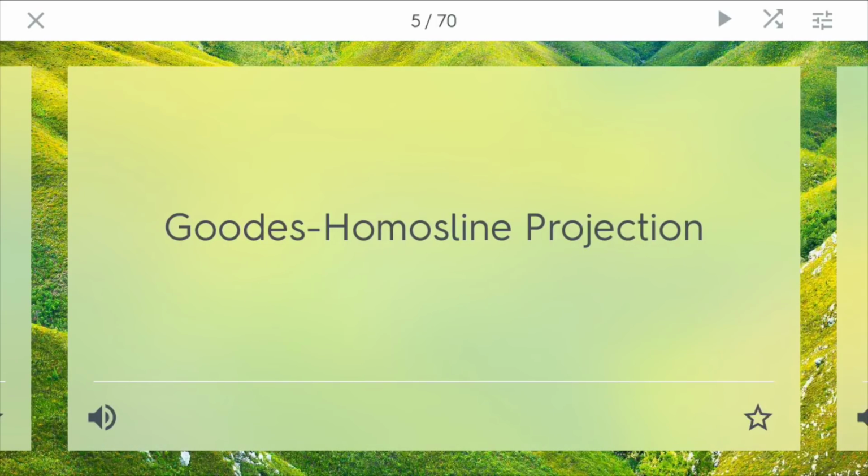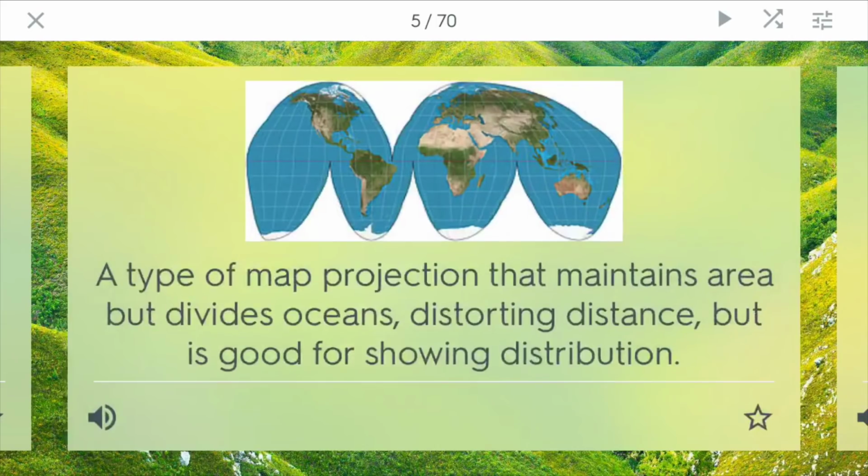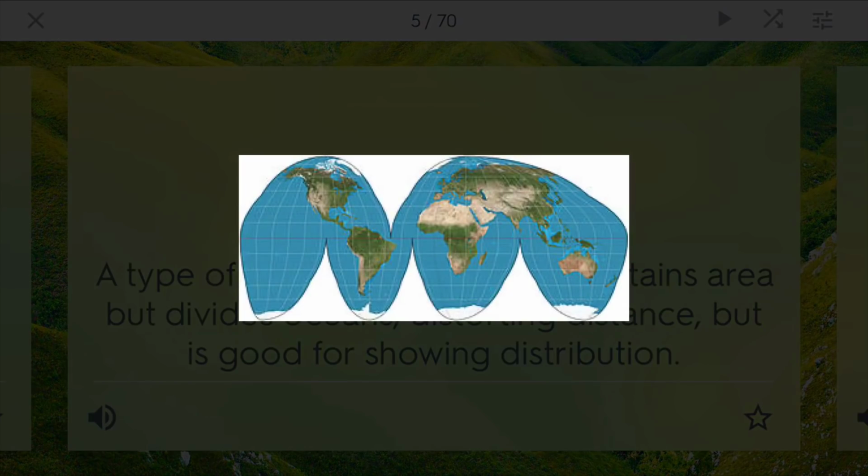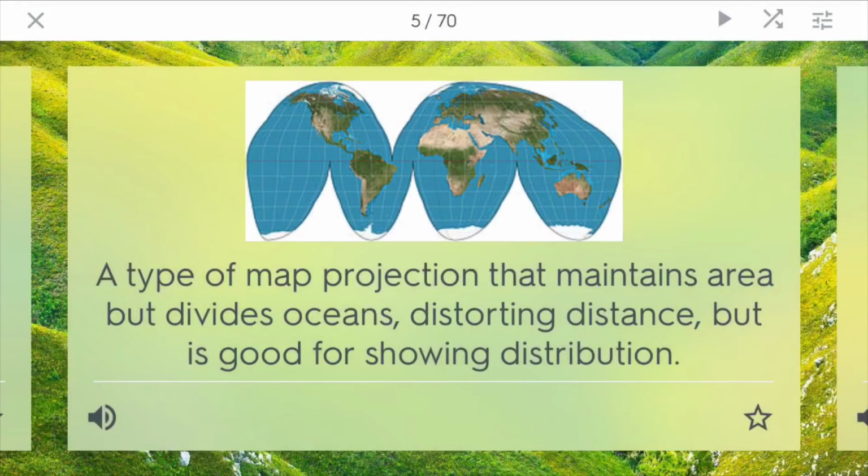The Goode's Homolosine projection is a type of map projection that maintains area, so all the continents around the world, but it divides the oceans, so it messes up the distance, but it is good for showing the distribution of different land masses around the world.